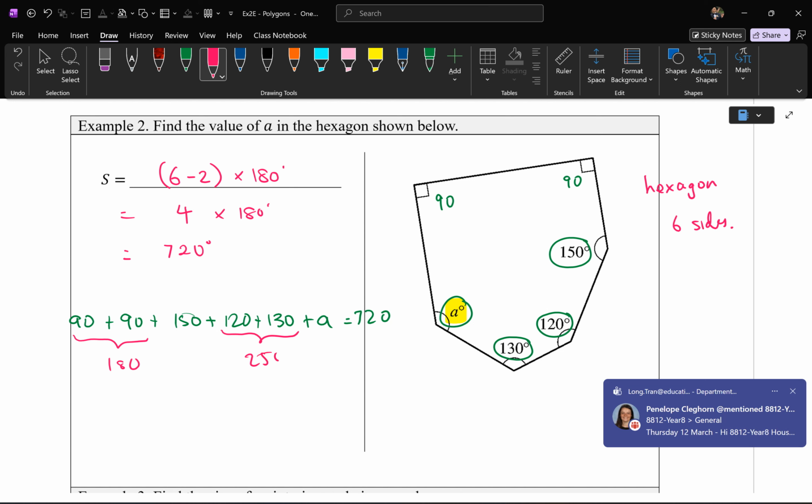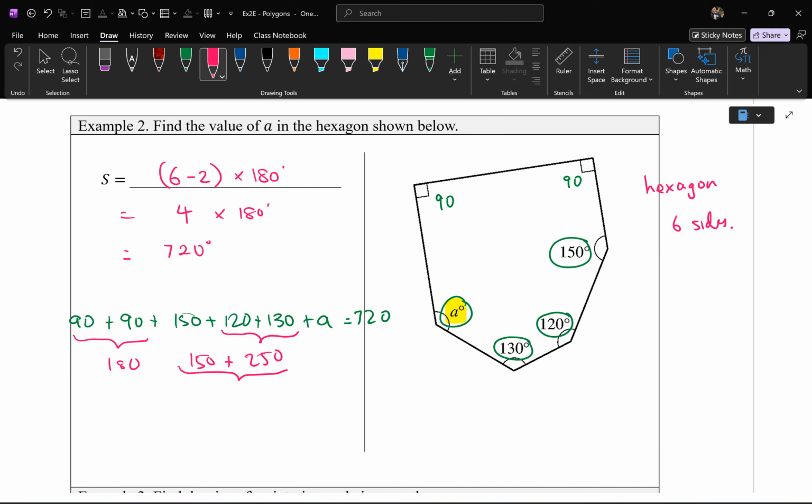250. This is 250. 250 plus 150. What does that become? 400. And then now you add these two together. 400 plus 180, which is? 580. But remember, you need to add on A, and you need it to equal 720.